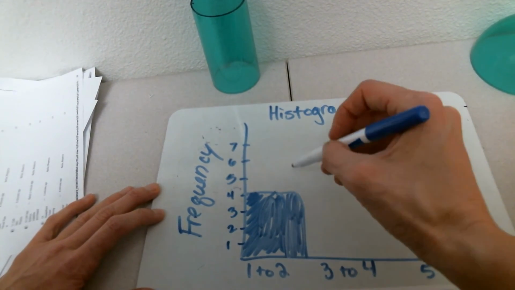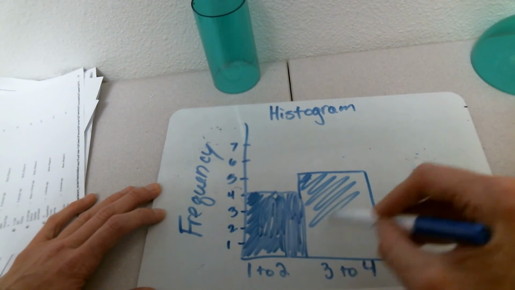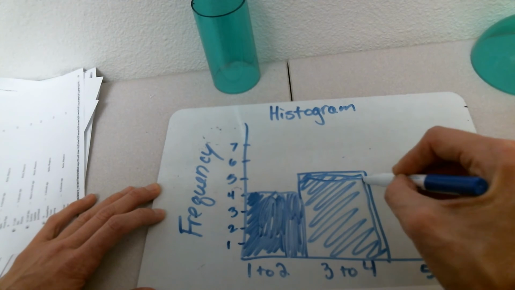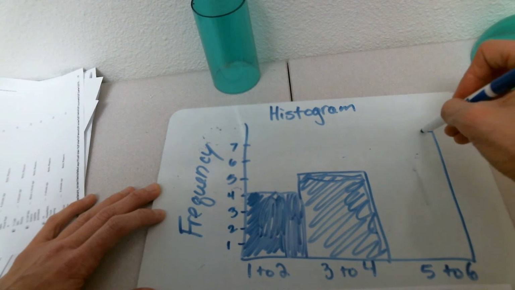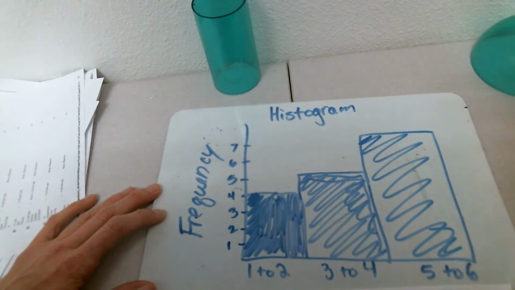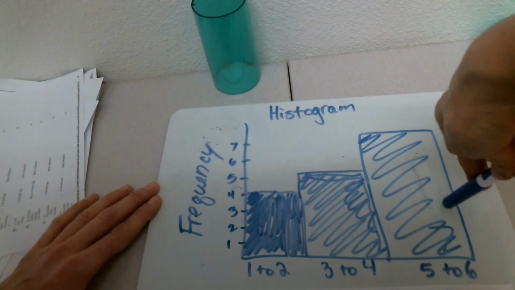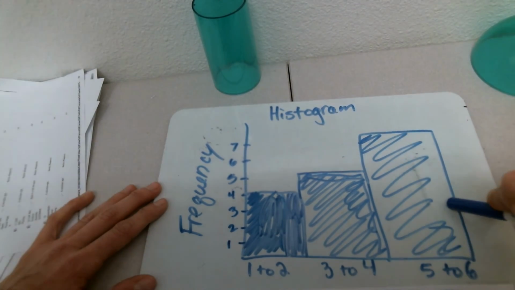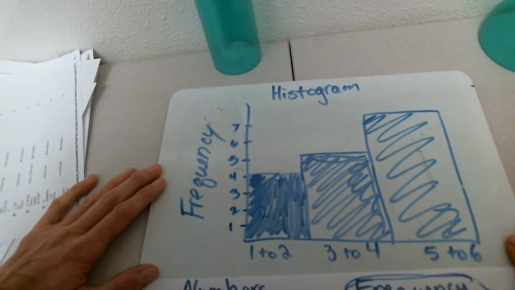So the 3s to 4s, we go up to the 5. Okay. And then the 5s to 6s go all the way up to the 7. So we could look at this histogram and tell that 5s and 6s were rolled more frequently than 1s, 2s, 3s, or 4s.